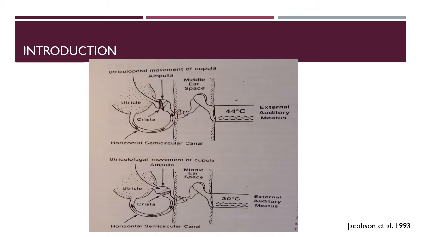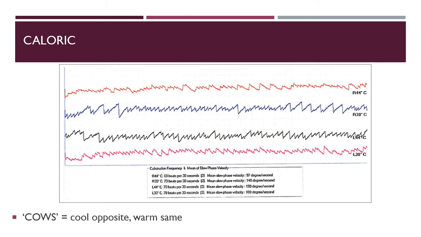The action of these convection currents on the ampullary crest alters the action potential of these sensory receptors, either exciting or inhibiting them. This stimulation initiates the vestibular ocular reflex, a simple reflex arc from the vestibular nucleus to the oculomotor nuclei, which generates the vestibular nystagmus. As I have already explained on the previous slide, the caloric stimulation will initiate the VOR, or vestibular ocular reflex, which generates vestibular nystagmus.